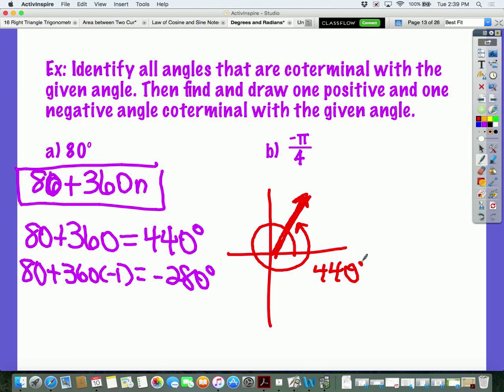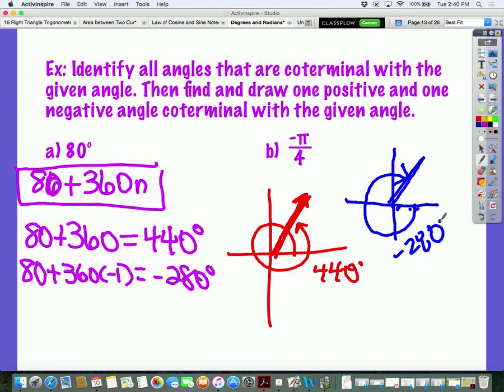Negative, which way am I going to go? Clockwise. Where do I start? Where's the initial side? To the east. It's along your positive x-axis. So I still have that 80-degree angle, except I start here. You start on the x-axis, on the initial side, which is always on your x-axis. And you go clockwise. And there's negative 280 degrees.